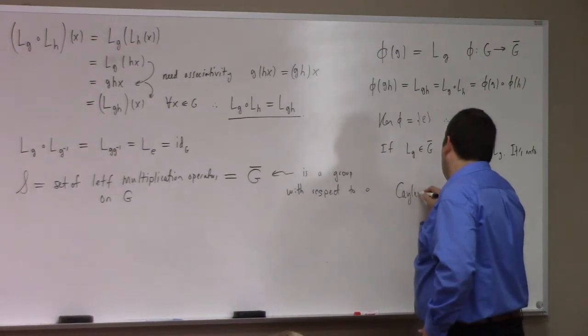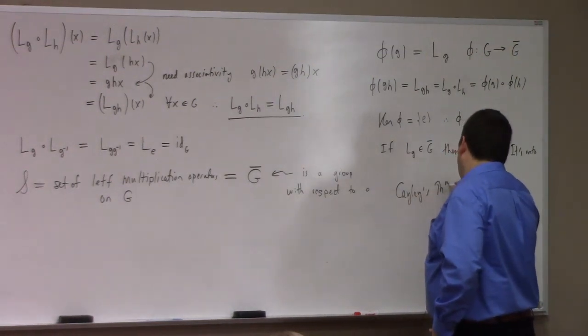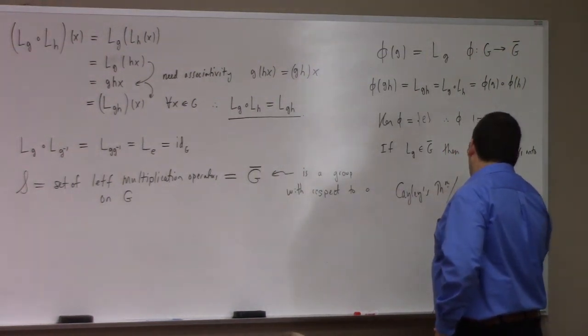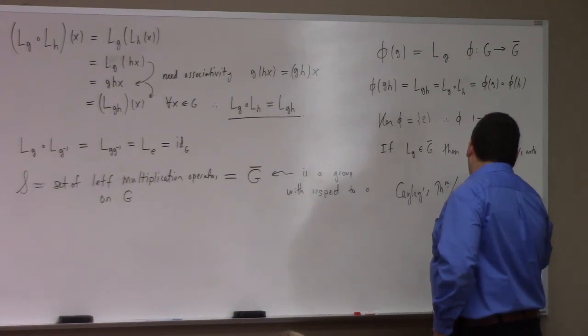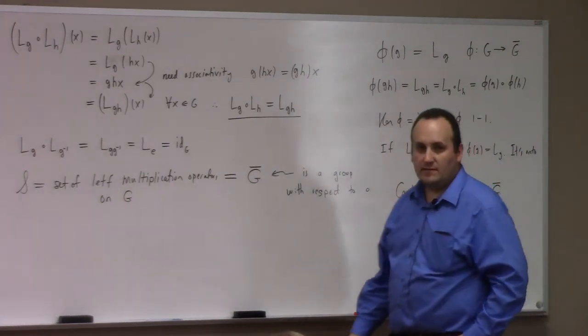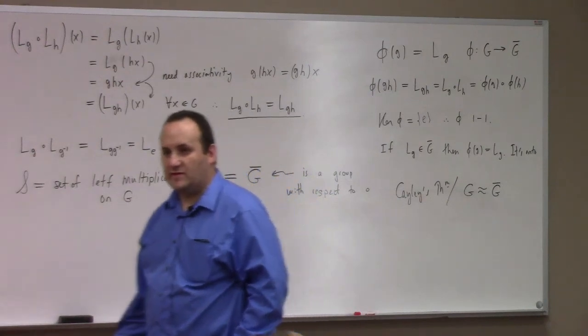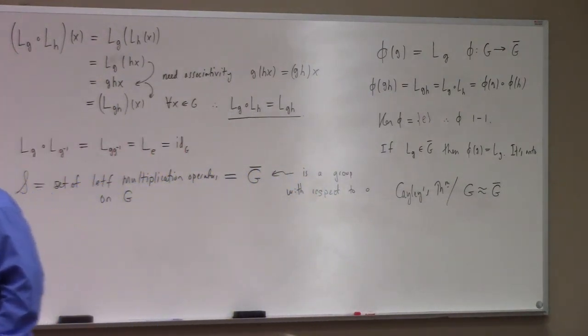What does Cayley's theorem say? It says that G is isomorphic to a set of permutations, and I actually showed you what set of permutations. It's isomorphic to a set of permutations of just functions from G to G. Just like that. So any group is isomorphic to a set of permutations in this way.